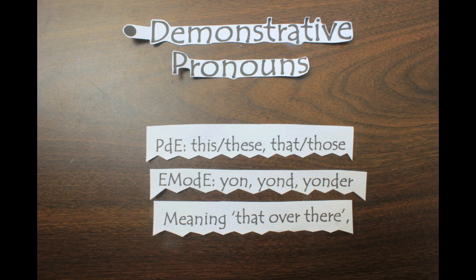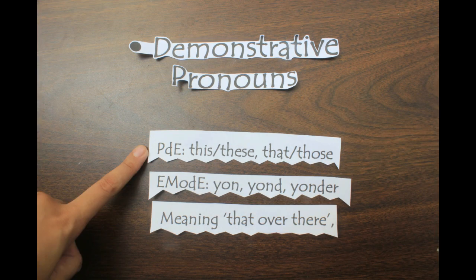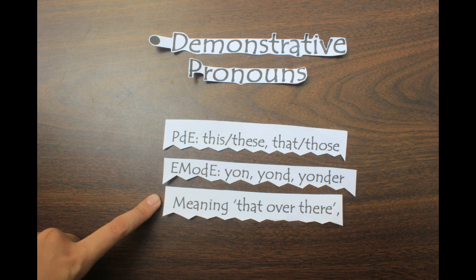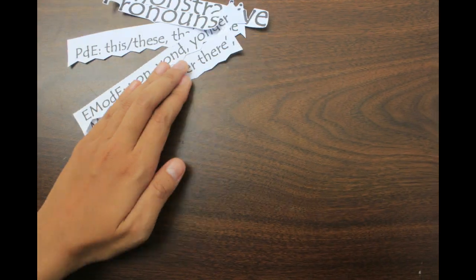Demonstrative pronouns in present-day English are this, that, or those. In early modern English, there was another demonstrative appearing in various forms, yonder, meaning that over there, suggesting a distance from both the speaker and the hearer.